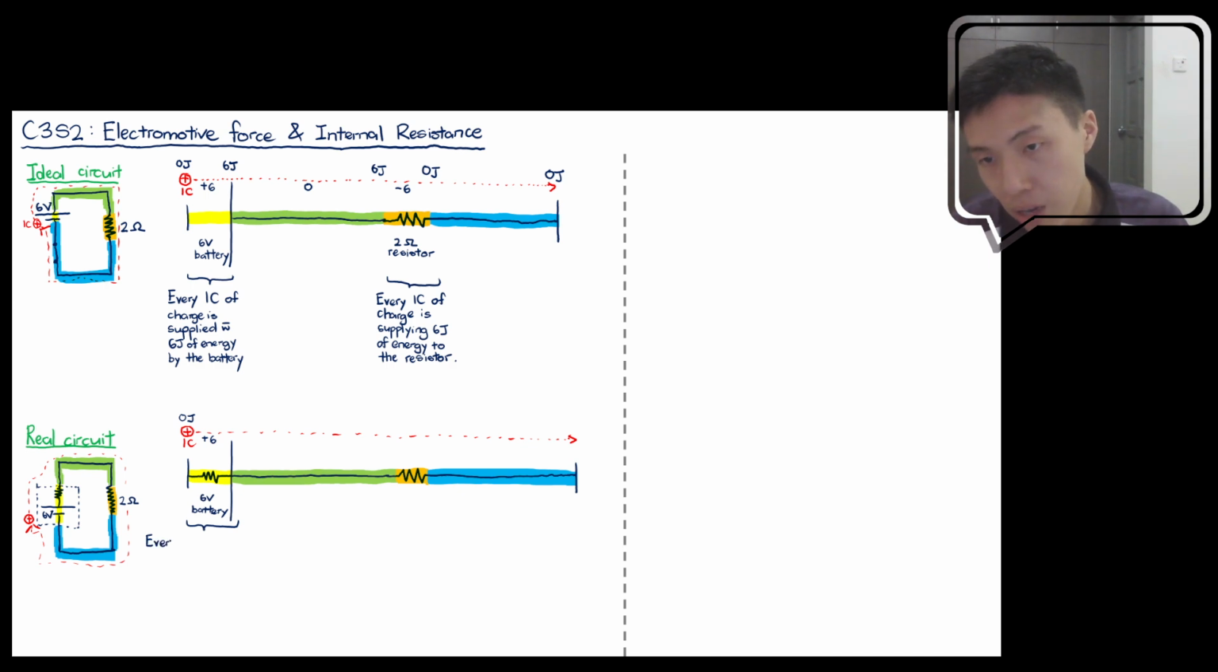So you know that every 1 coulomb of charge is supplied with 6 joule energy from the battery.